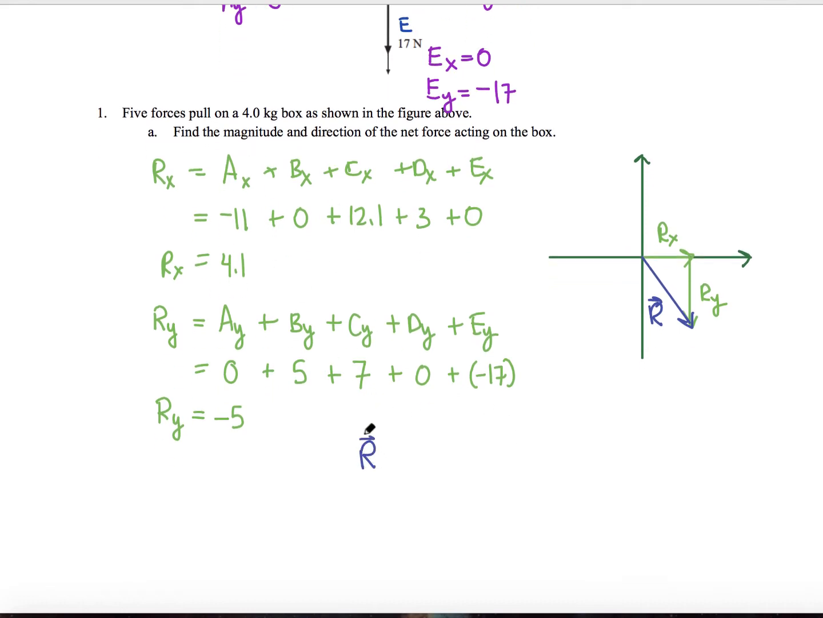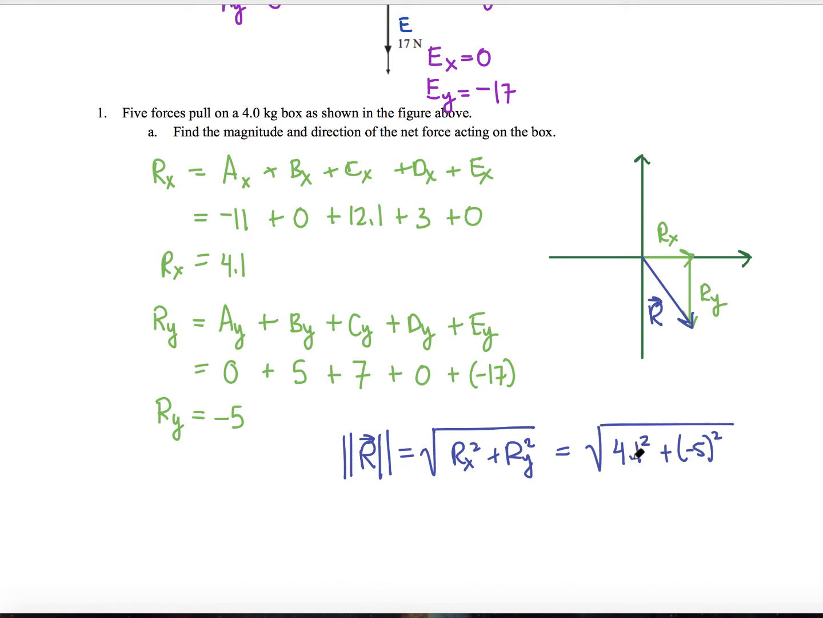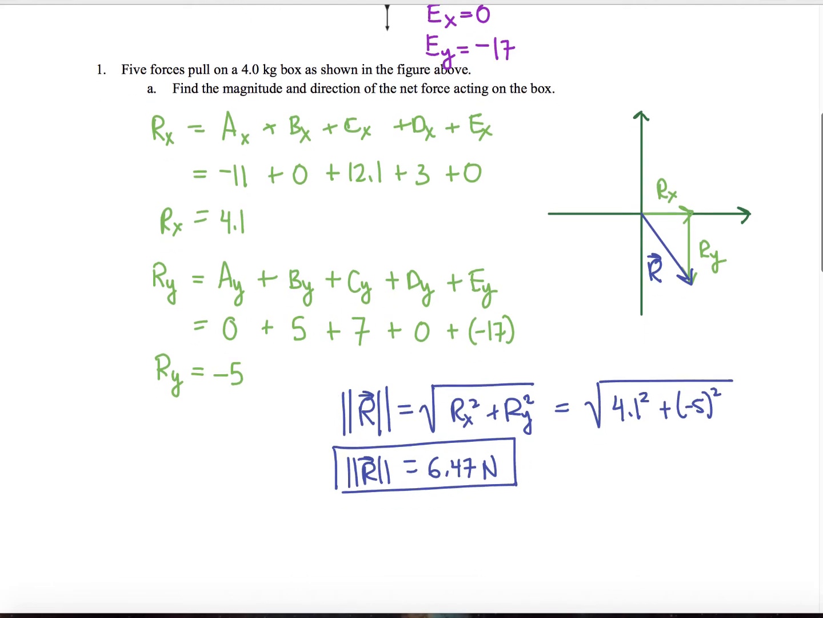So the magnitude of R is going to be from Pythagorean theorem. So I have Rx squared plus Ry squared. Substituting here, that's going to be 4.1 squared plus negative 5 squared. And so the magnitude of this vector is about 6.47. It doesn't really matter, but the units here would be newtons, since those are the units of all of our vectors. And that gives me the magnitude.